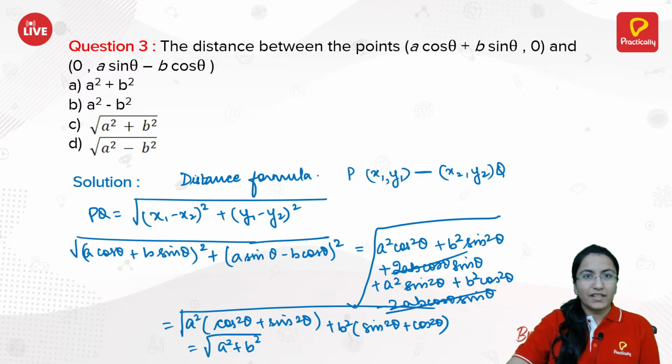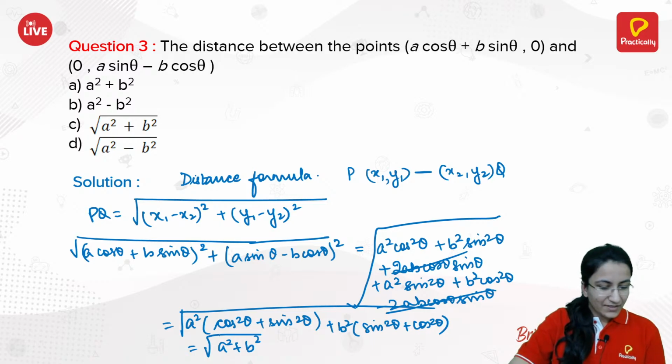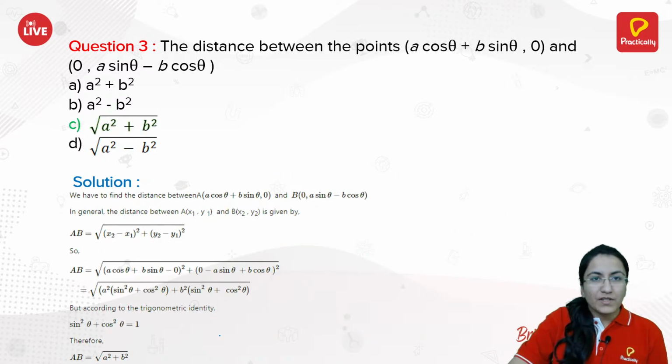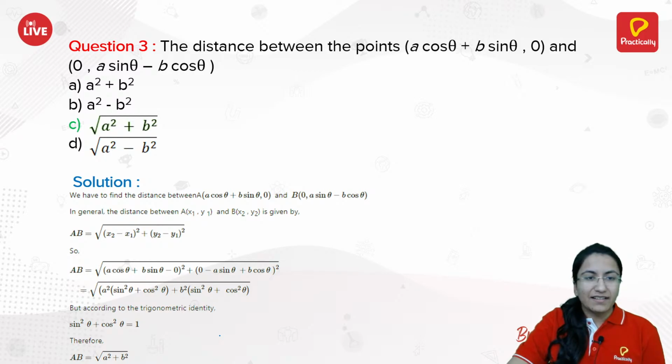Okay, so let's begin with the next question. Most of you have given the correct answer. C option is correct. Okay, so we have C option, under root a square plus b square, as the correct option.